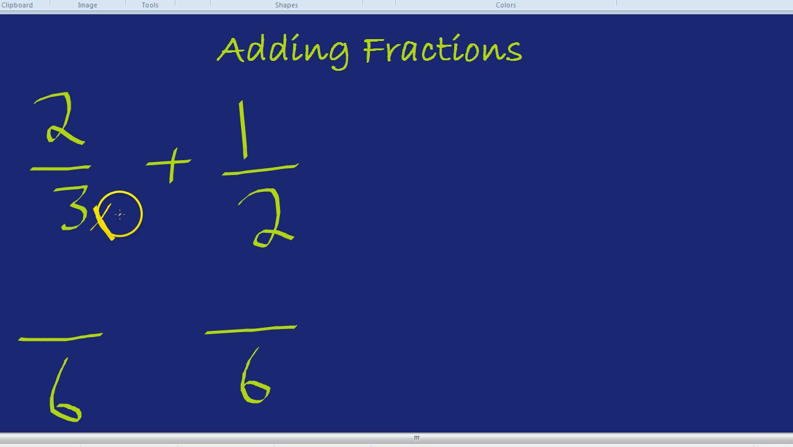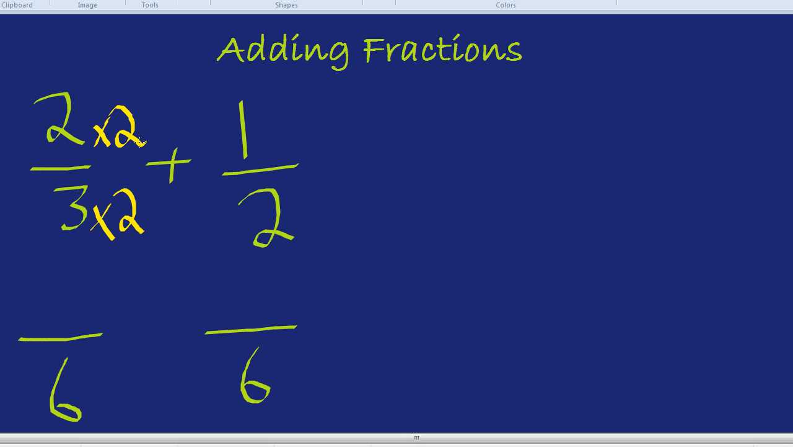What did we have to do to the 3 to get it to be 6? We had to times it by something. It used to be a third, 2/3. Now it's something sixths. We had to times it by 2, the other number. So that means we have to times the top line by 2. With a fraction, you always have to times the top line by the same number you times the bottom line to keep the fraction the same. If you times it by a different number, the fraction will change.